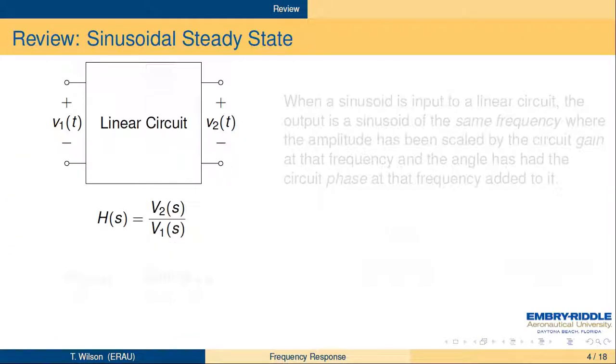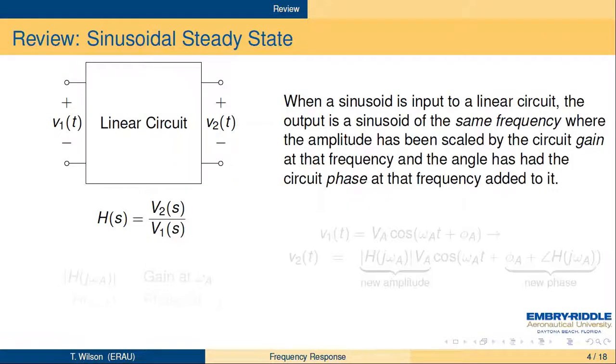So let's review the sinusoidal steady state. We've got a linear circuit. Here it's just presented abstractly with an input v1(t) and an output v2(t). And the transfer function, the zero-state response transfer function between those two, is the ratio of the output in the s domain, V2(s), to the input in the s domain, V1(s).